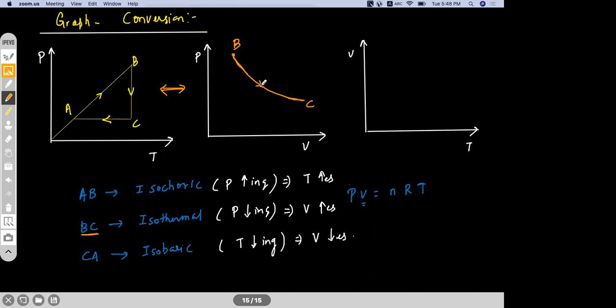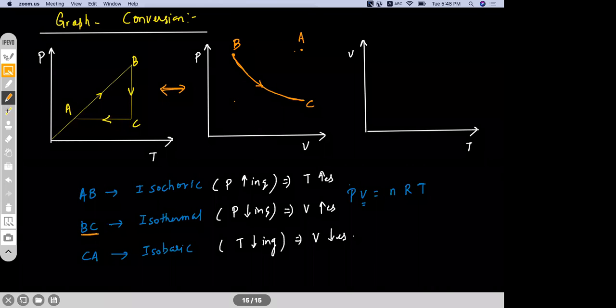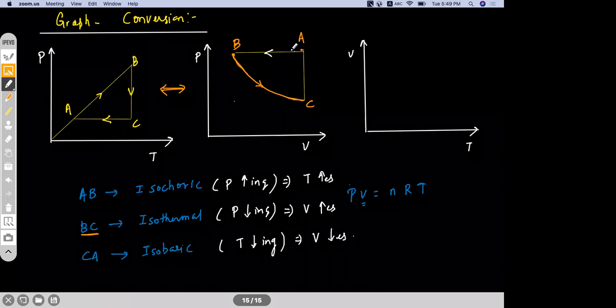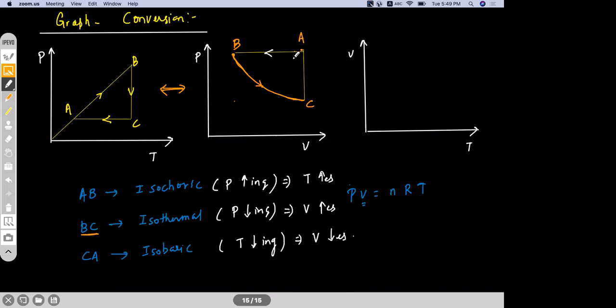Now the question is where we should take A, either this side or this side. Again, you can give it a try. You can assume it on this side and compare with the other relations. For example, suppose I'm assuming A somewhere here. Then A to B is this, and C to A is this. A to B, the volume is decreasing, correct? But A to B is a constant volume process, and volume is not constant here. It means this assumption is wrong.